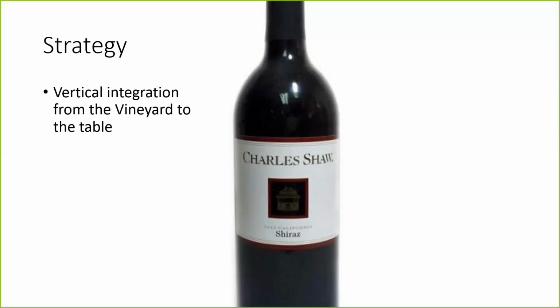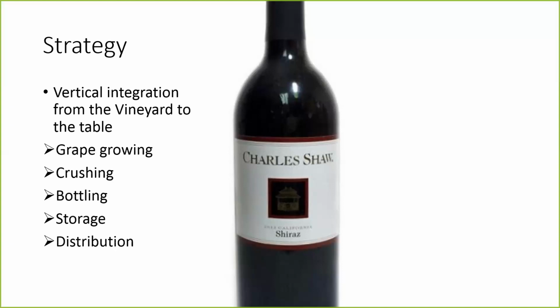So one of the ways that he does this is by means of vertical integration, from the vineyard to the table. He grows the grapes. His organization crushes the grapes. They bottle it. They store the bottles, and they're also involved in distribution. Even the company that provided the porta potties for the grape pickers put their price up, and he fired them, and he created his own business that does that. He's vertically integrated wherever possible.